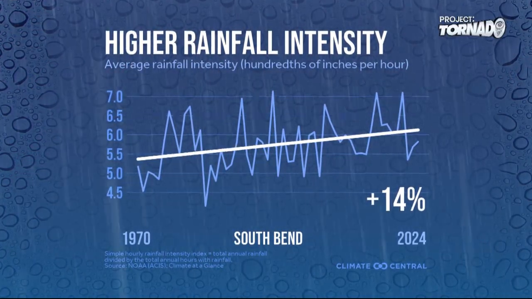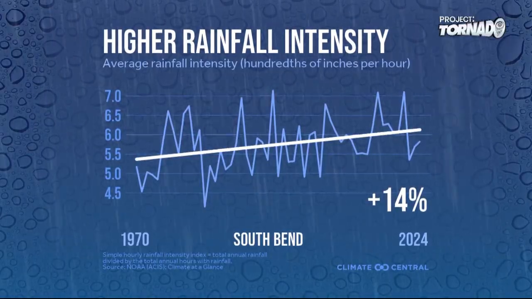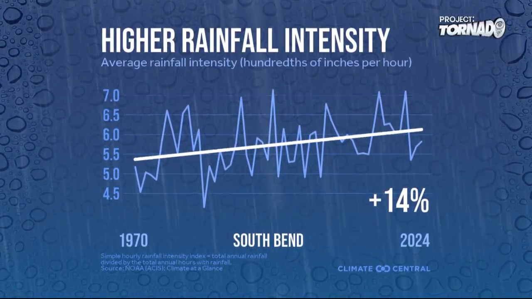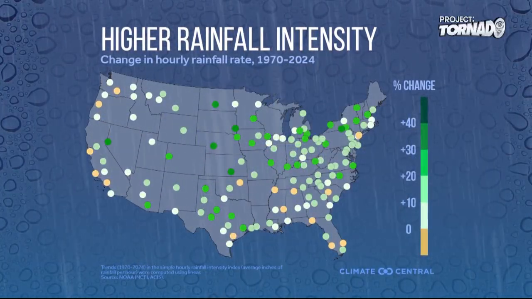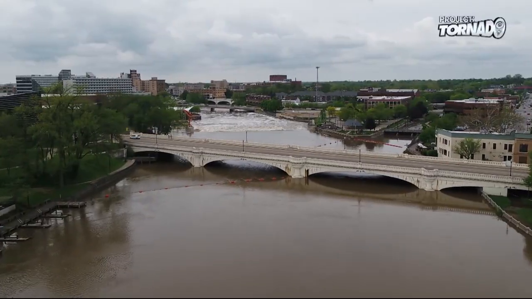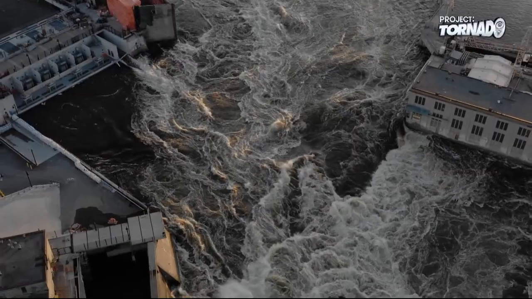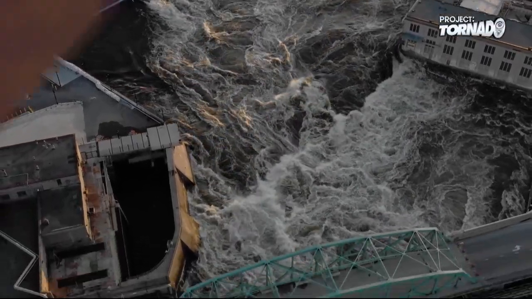Heavy rain and flooding is now a more regular occurrence. 4 of the 5 wettest days in South Bend history have occurred since 2008. A warmer climate means the atmosphere can hold more water. Michiana is not alone. More rain means more flooding for many parts of the United States.